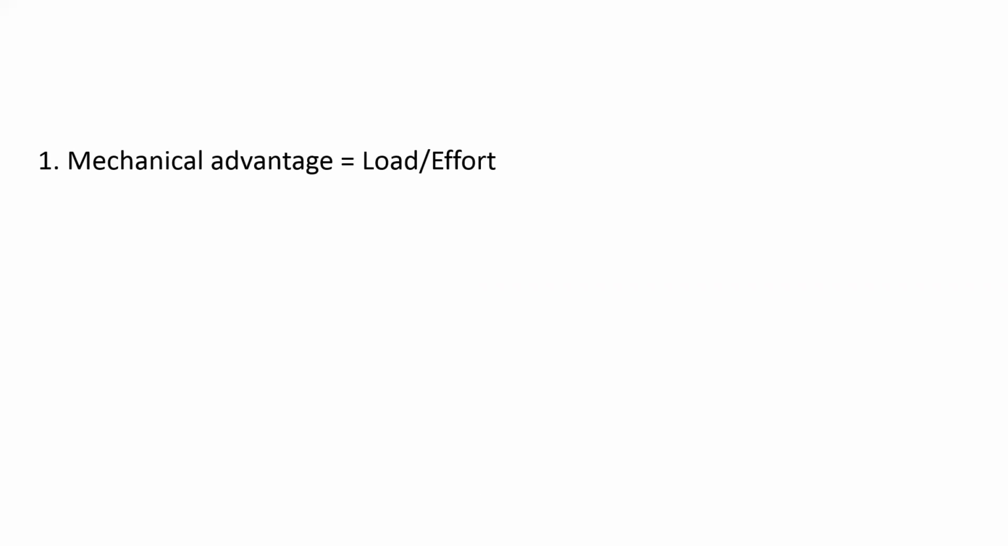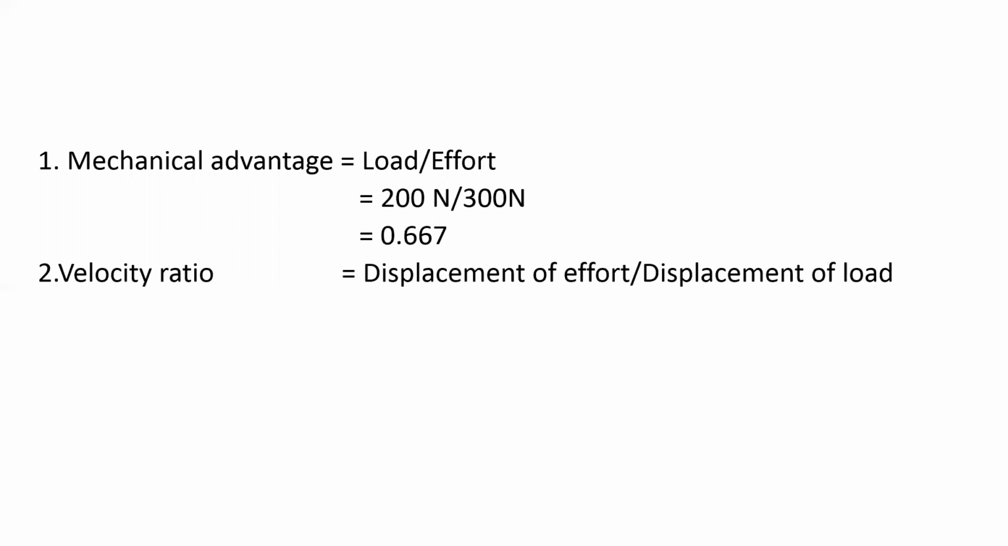Mechanical advantage equals load over effort. 200 newtons over 300 newtons. So mechanical advantage is 0.667, or 2 over 3 as a fraction. Part 2, velocity ratio. Velocity ratio equals displacement of effort over displacement of load. 0.5 over 0.4. It is 1.25.